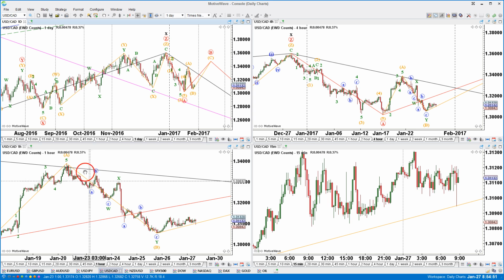Well, the dollar CAD did the leg down as expected, the B wave. It's pretty strong, but now it's reversing. We have some concerns about this reversal. It doesn't look like a reversal yet. It looks more like a continuation, but for now we can focus on another leg up.